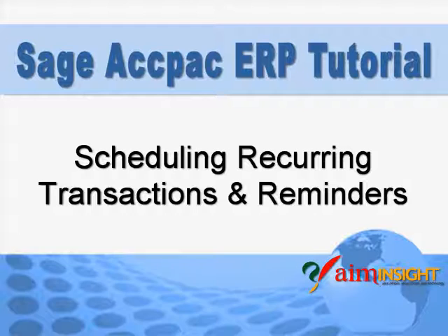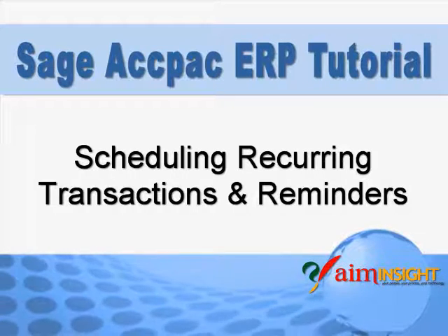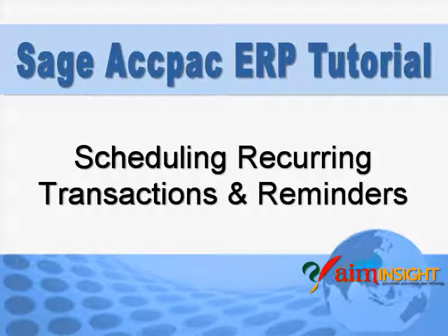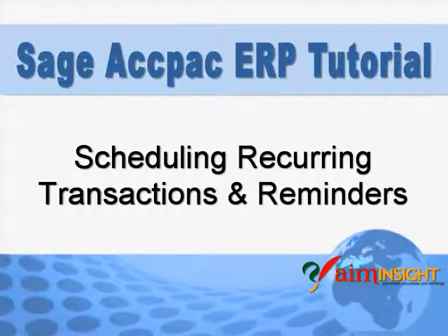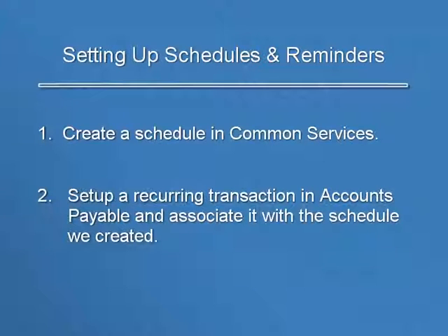The Sage ACPAC ERP scheduling feature allows you to set up reminders for your recurring transactions and process them with a single click. In this tutorial, we'll walk you through an example where we'll set up this feature for our monthly office rent payment.